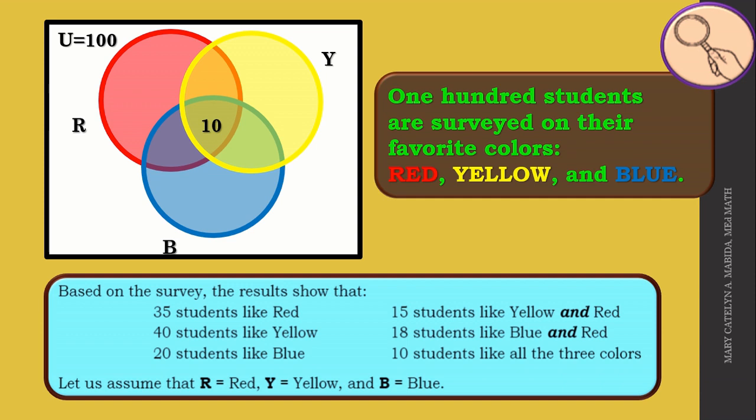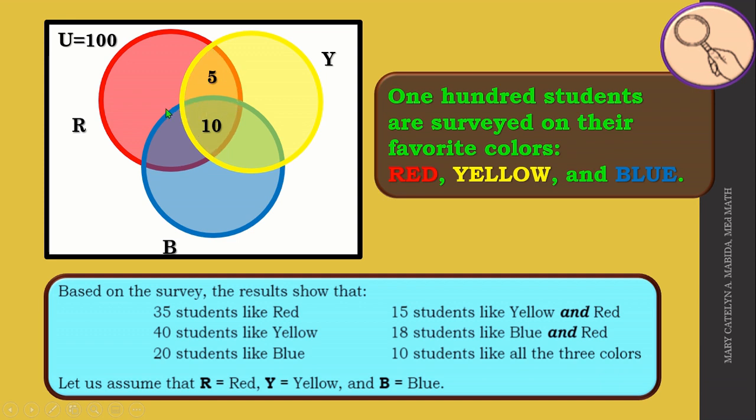Now, this part between red and yellow, I'm going to trace it. This one right here. This part right here represents students who like colors red and yellow. And how many students like red and yellow? There are 15 students who like red and yellow. And therefore, since we already have 10 here, we lack 5, so that it will be 15 for this part of the Venn diagram.